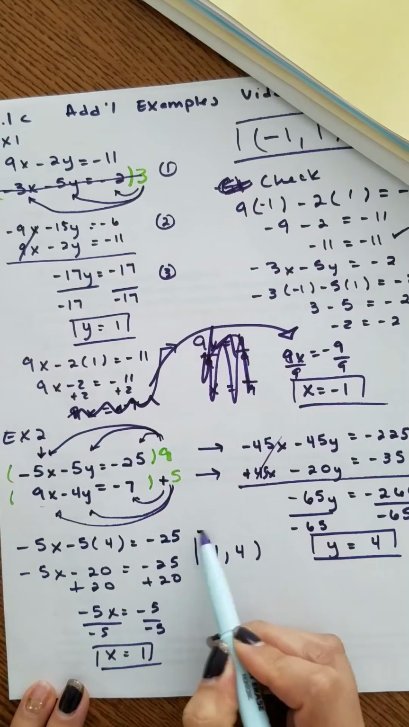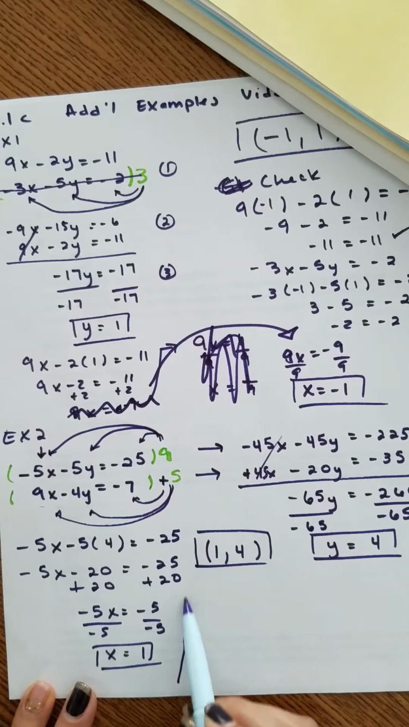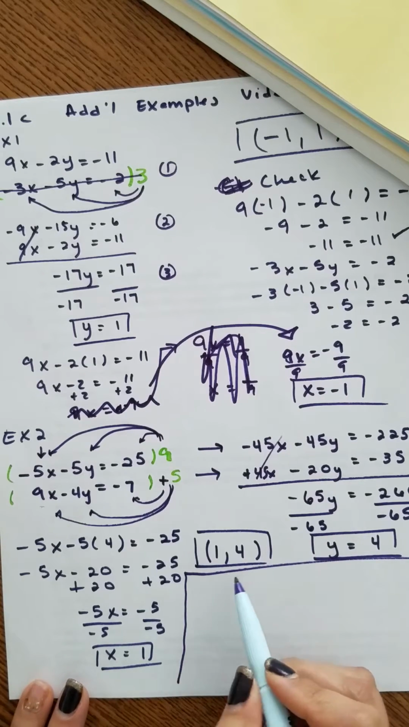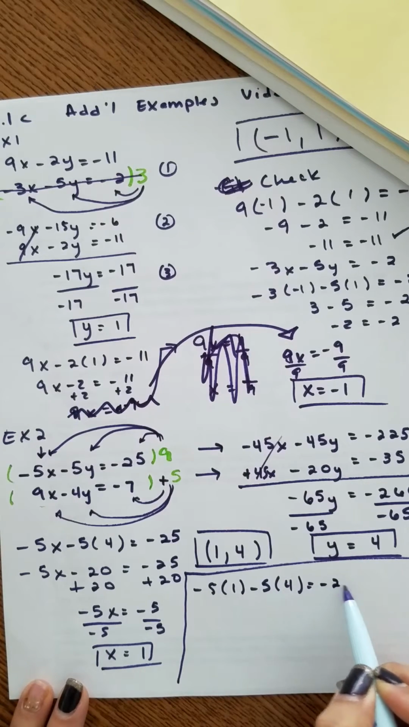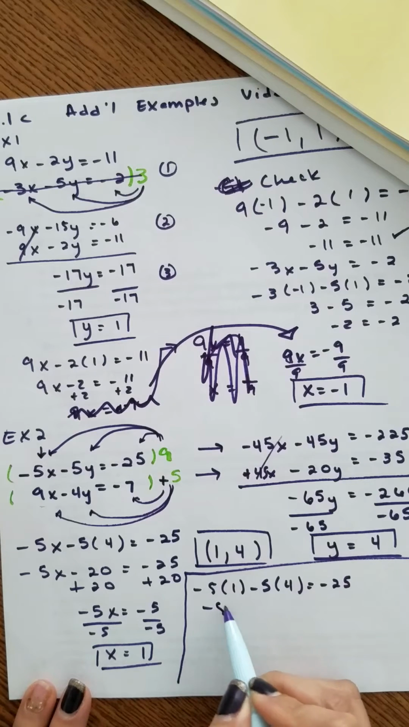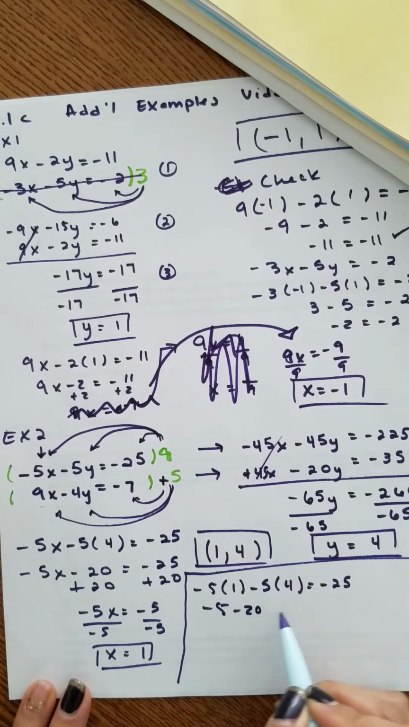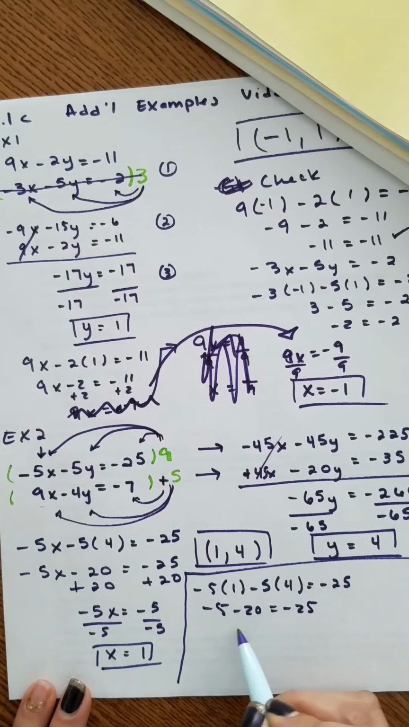And we're going to go ahead and check our work. That is so important, guys. Always check your work. So negative 5 times x minus 5 times y is equal to negative 25. Negative 5 minus 20 is equal to negative 25. That's going to be true.